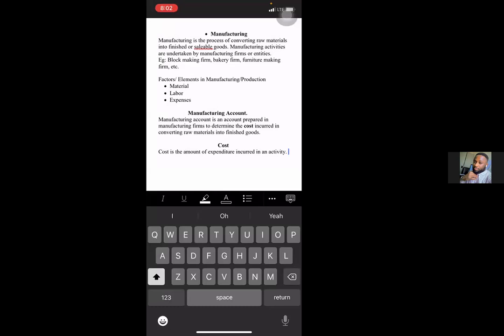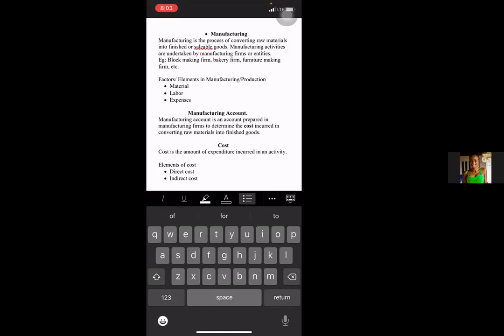All right. So, cost has what components or elements? Direct cost, very good. And what again? Indirect cost. So under cost, you have direct cost and indirect cost.